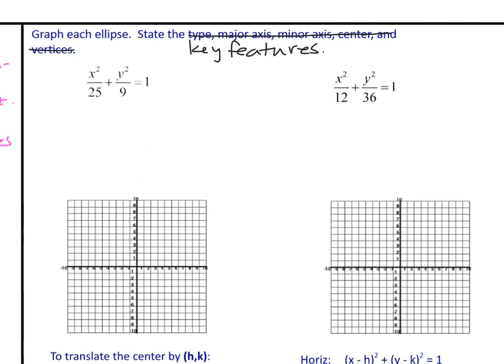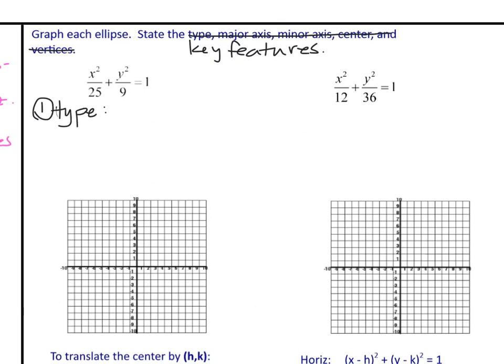In looking at that first example, x squared over 25 plus y squared over 9 equals 1. The first step in stating your key features is determining the type. Will this shape be vertical or horizontal? Oops, and I don't know why I'm writing that. I meant to write the word type, sorry. Here we go.